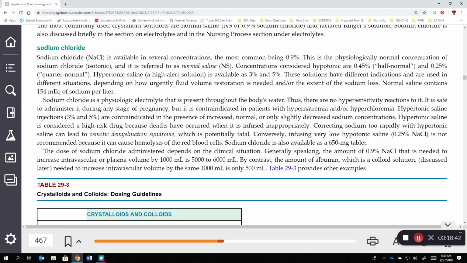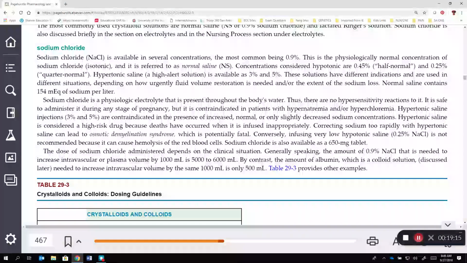So hypotonic, hypo is less, lower, is 0.45. That's less than 0.9. So that is a hypotonic solution and it's half normal saline. 0.25% is also hypo. It's very hypotonic. It's quarter normal. I've never seen that one in an adult population, I'll just say. So if you pull a bag and it says 0.25%, you better make sure that's what you should be giving your patient.